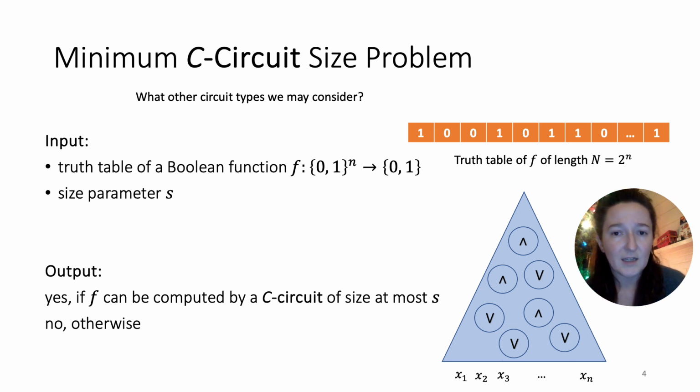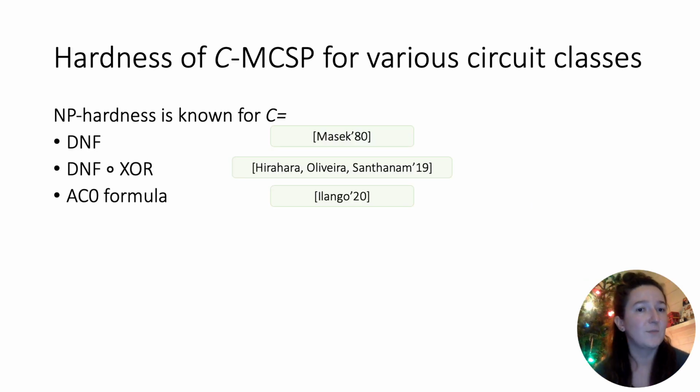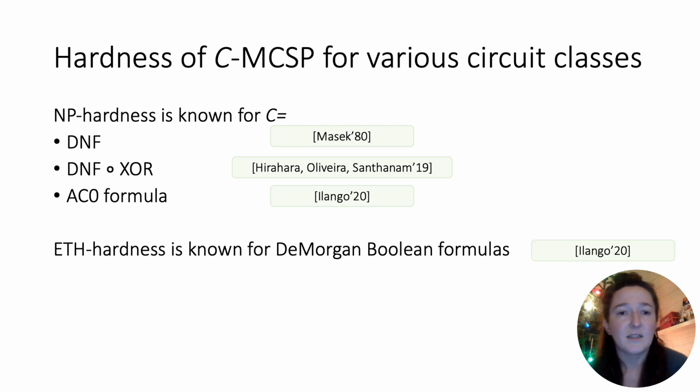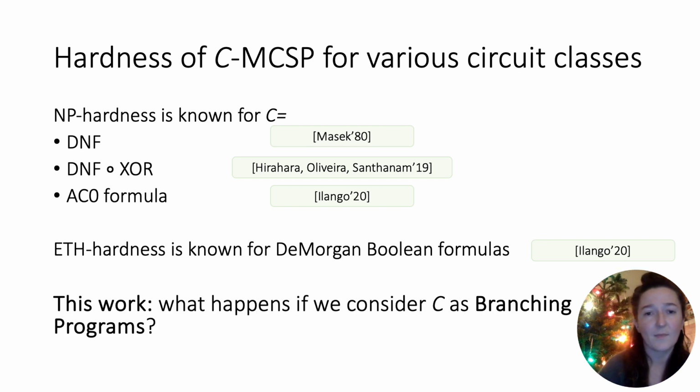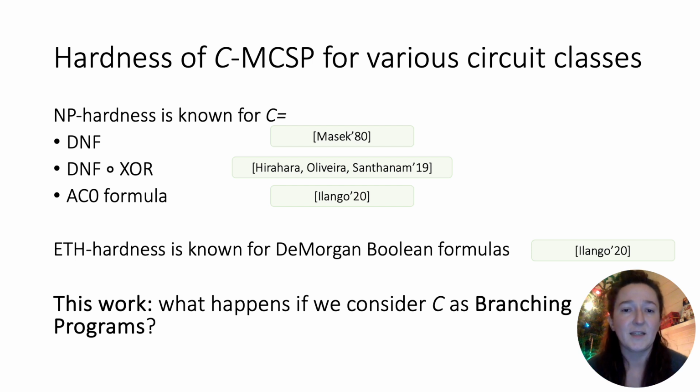These circuit classes can be, for example, DNFs, DNFs of XORs, and AC0 formulas, for which we already know that it's NP-hard to solve MCSP. And we also know that it's ETH-hard to minimize De Morgan Boolean formulas. And in this work, we study the complexity of minimizing branching programs, or the minimum branching program size problem.